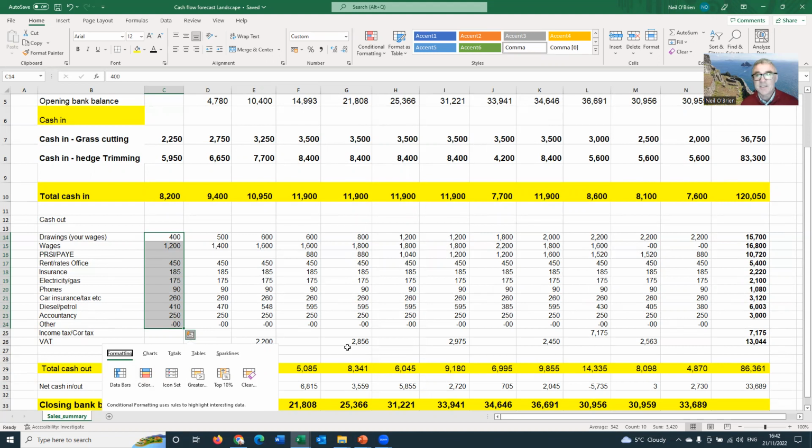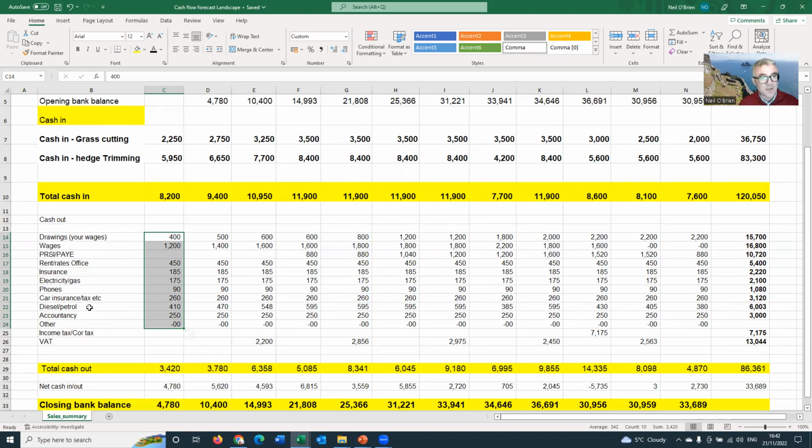Now, these may not all be applicable to you. If you're working from home, you may have low overheads and running costs. All these costs may not apply to you, but some of them almost certainly will. At a minimum, you may have phones, insurance, marketing, diesel, petrol, car costs, and running costs.